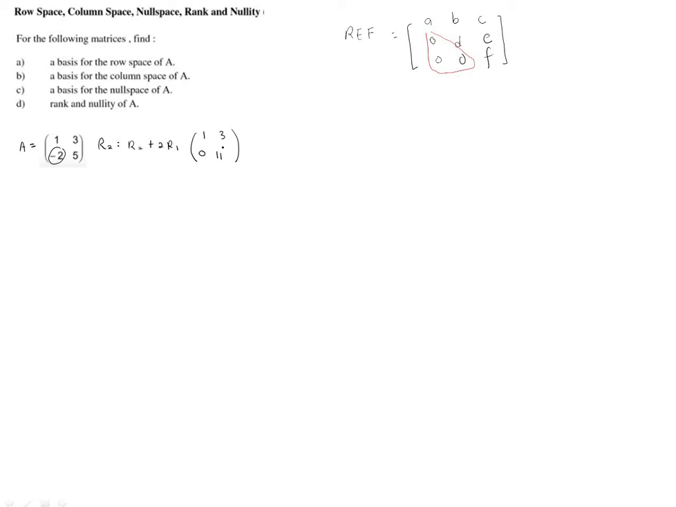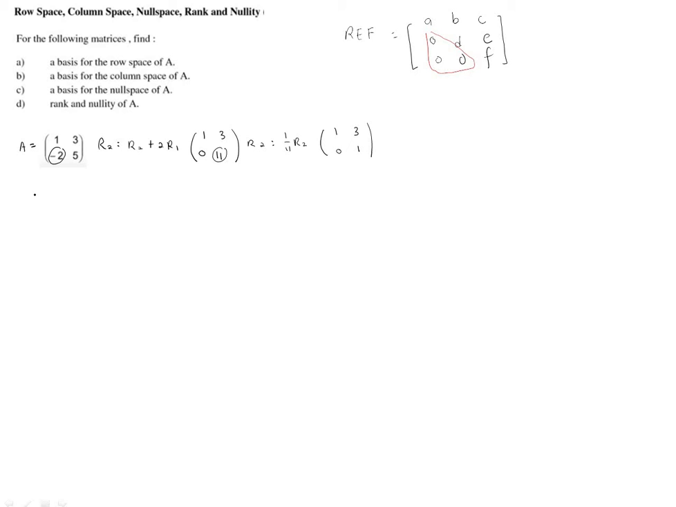Okay, and then we want to change 11 into 1. So again, change row 2. How to change 11 into 1? 1 over 11 multiplied by row 2. So 1, 3, okay, 0 multiplied by anything will still be 0. 11 multiplied by 1 over 11 is 1. Okay, kita dah berjaya tukar. So now the entries are 1, 3, 0, 1.